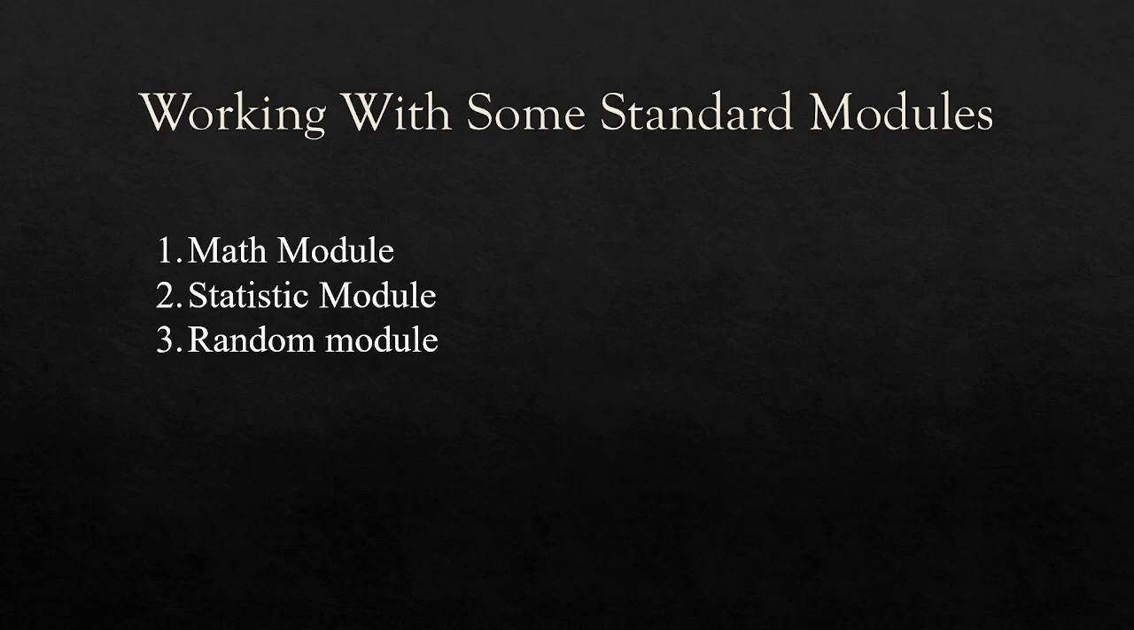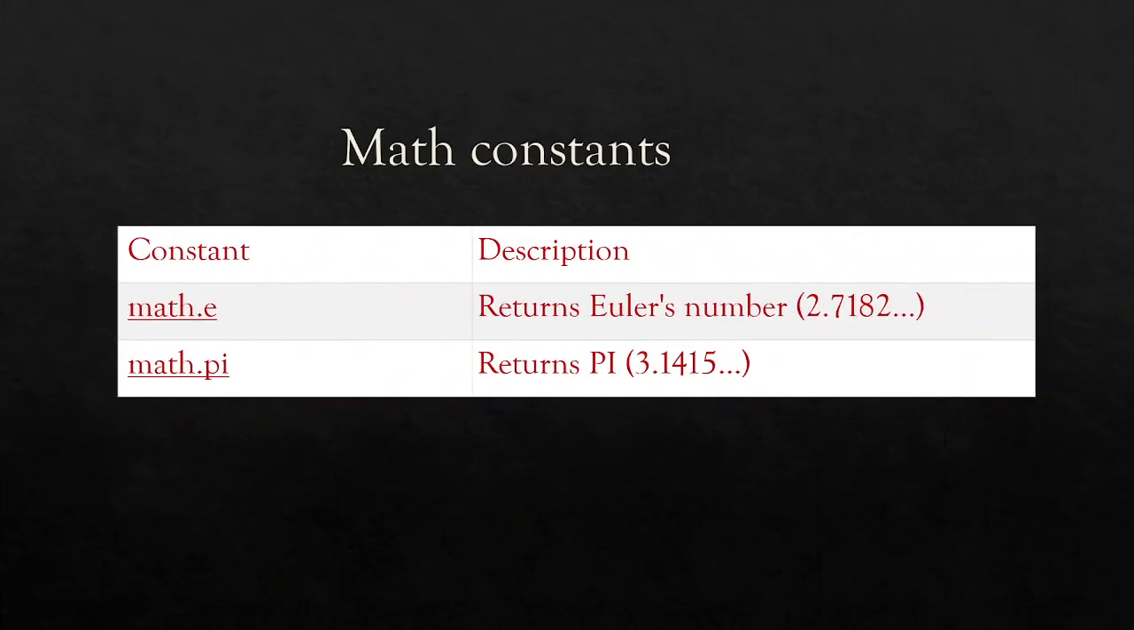Now, in this lesson, we will see that some inbuilt functions are present in Python by which we can do our job very easily. The math module has many inbuilt functions and some constants. The math module contains a constant called e, which returns Euler's number or Euler constant. Another constant is pi, which returns 3.1415. That is the pi value.